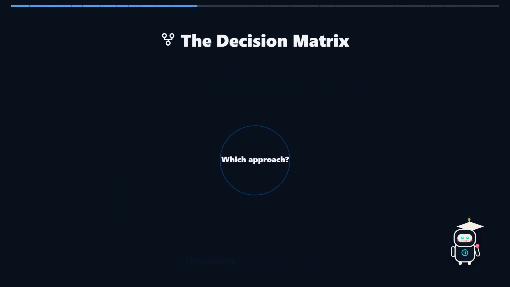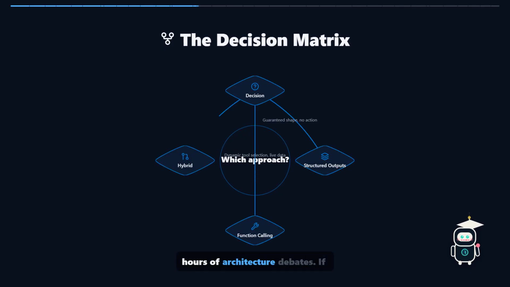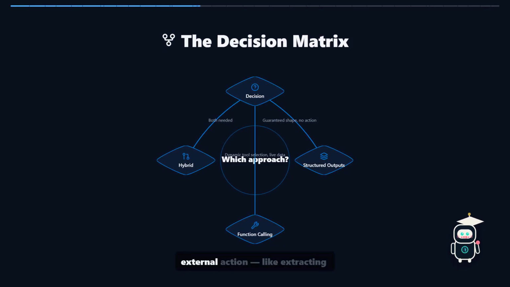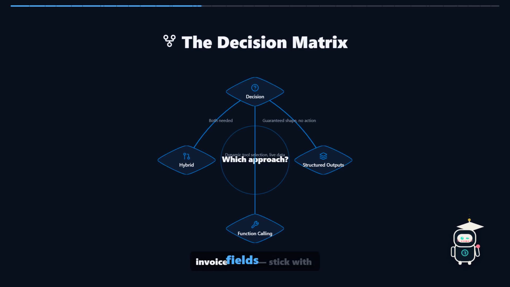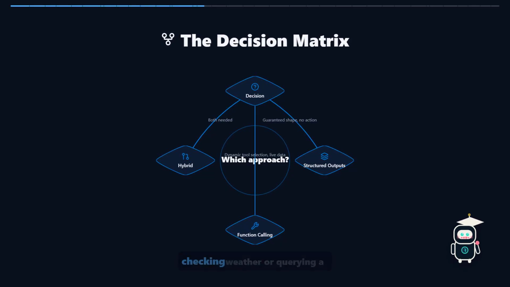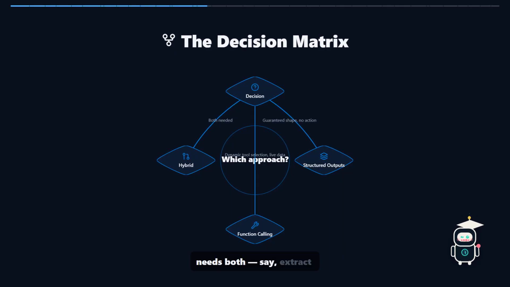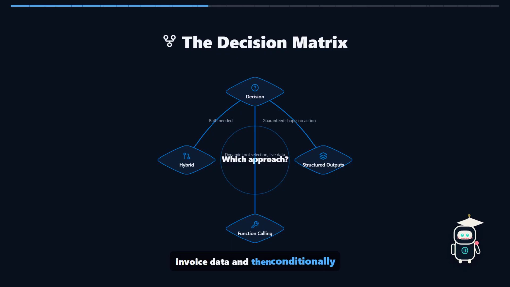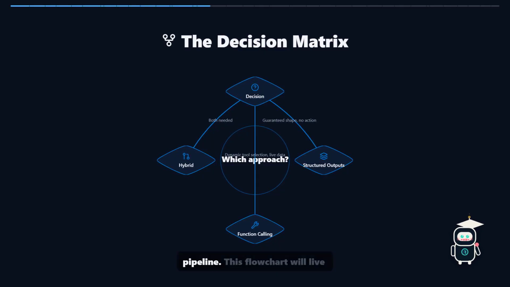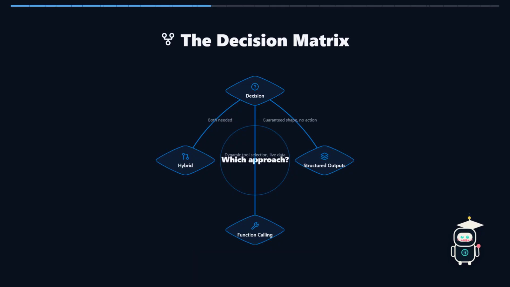Now let's create a simple decision tree that saves you hours of architecture debates. If all you need is a rock-solid response shape with no external action, like extracting invoice fields, stick with structured outputs. If your agent has to dynamically pick tools or fetch live data, like checking weather or querying a database, function calling is the way. And when your system needs both, say, extract invoice data and then conditionally trigger a payment, you combine them into a hybrid pipeline. This flowchart will live in your head forever after today.